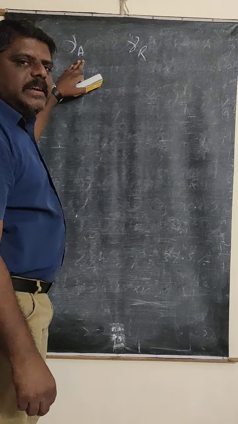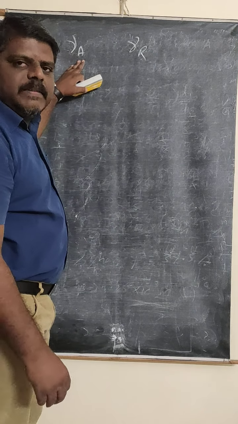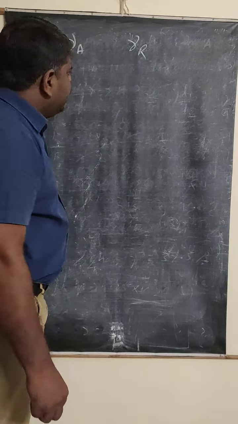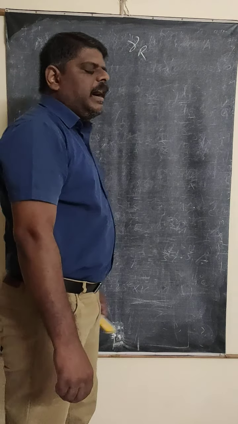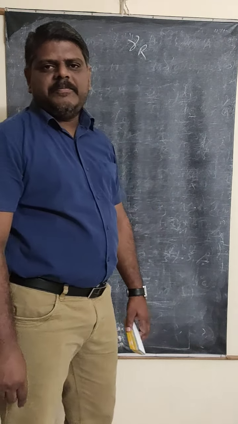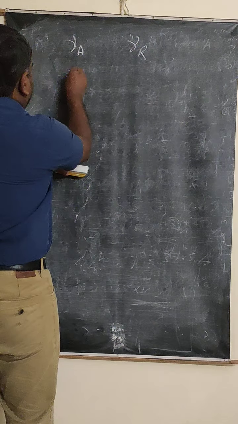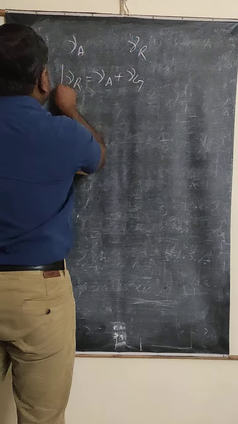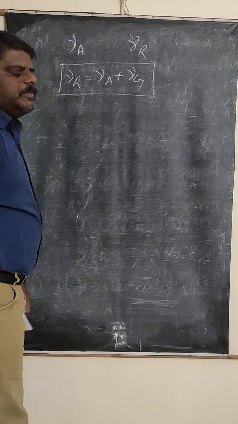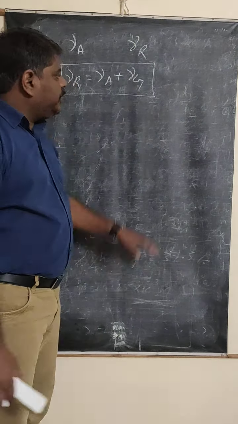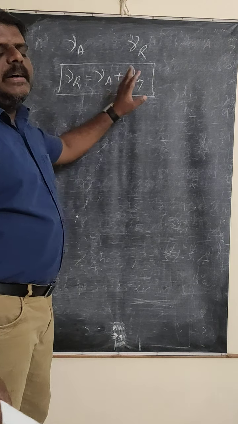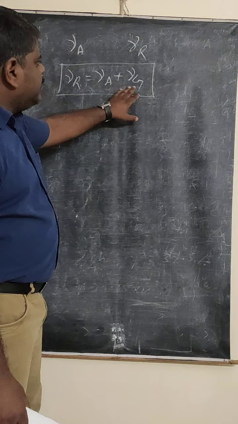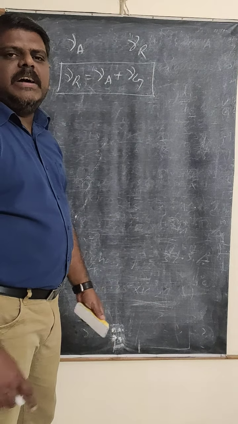The coefficient of apparent expansion depends on the expansion of the container or the vessel, and gamma R does not depend on the expansion of the vessel. The relation between them: gamma R is always greater than gamma A. The relation is gamma R equals gamma A plus gamma G. This relation is very important to solve the problems. Most of the time you need to use this formula to find the answers. Gamma R is real expansion, gamma A is apparent expansion, and gamma G is the volume expansion of the glass.